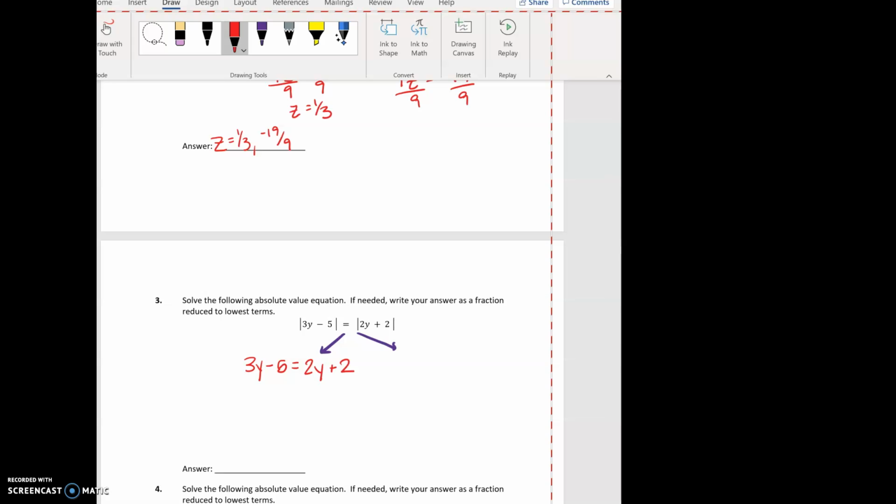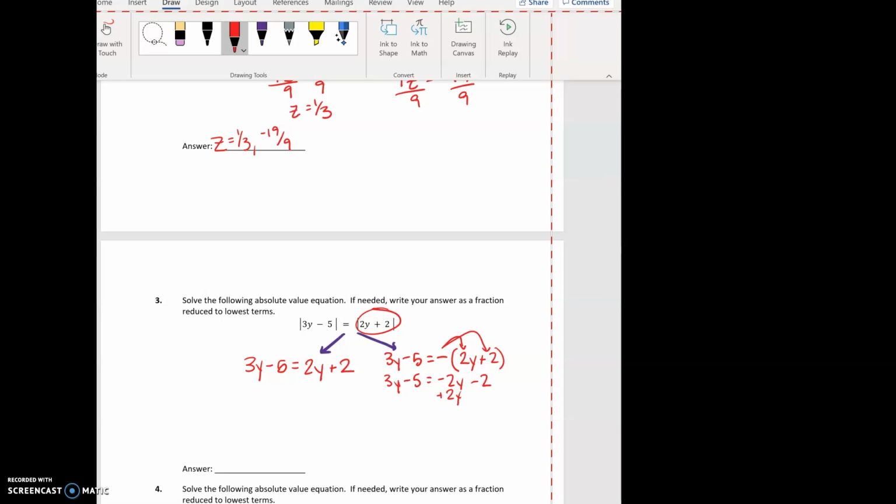So I'm going to leave 3y minus 5. But then I'm going to take this whole side and make it negative. So negative parentheses 2y plus 2. Okay, and I'm going to have to distribute that negative sign. And now I can solve that one like normal.